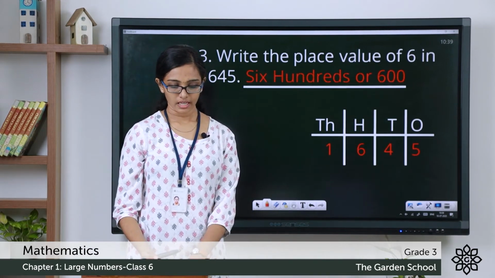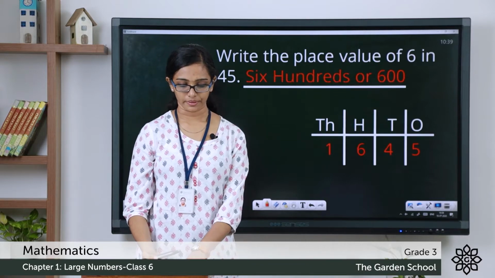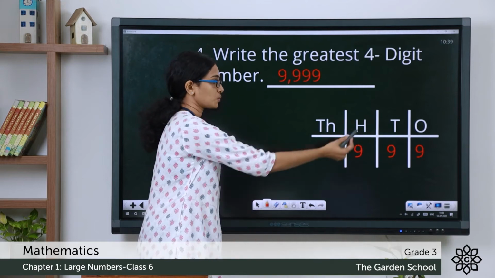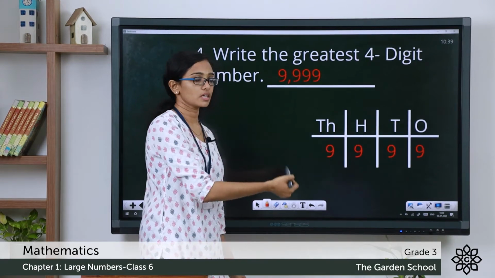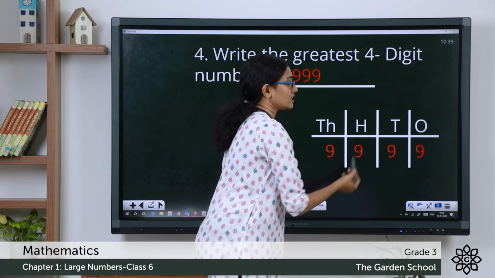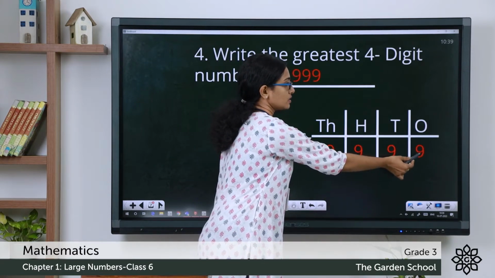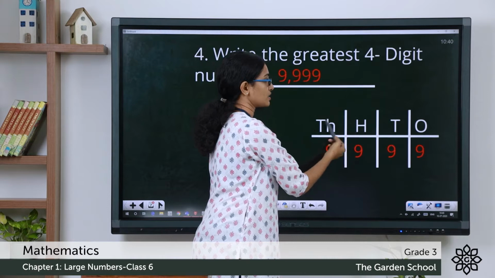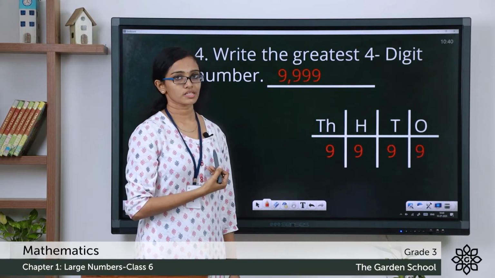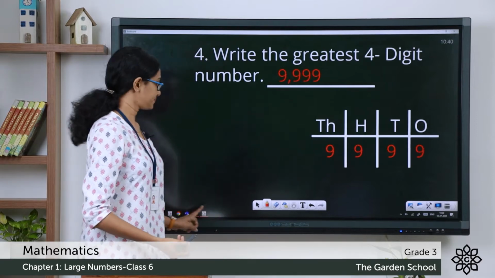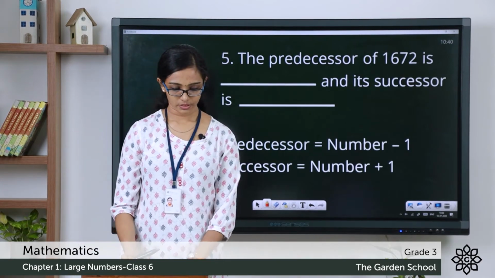Now the next one. Write the greatest 4-digit number. So a 4-digit number will have 4 places, ones, tens, hundreds and thousands. So let's put the largest possible digit in each place. With that, you'll have 9 in ones, tens, hundreds and thousands. So the largest 4-digit number will be 9999.